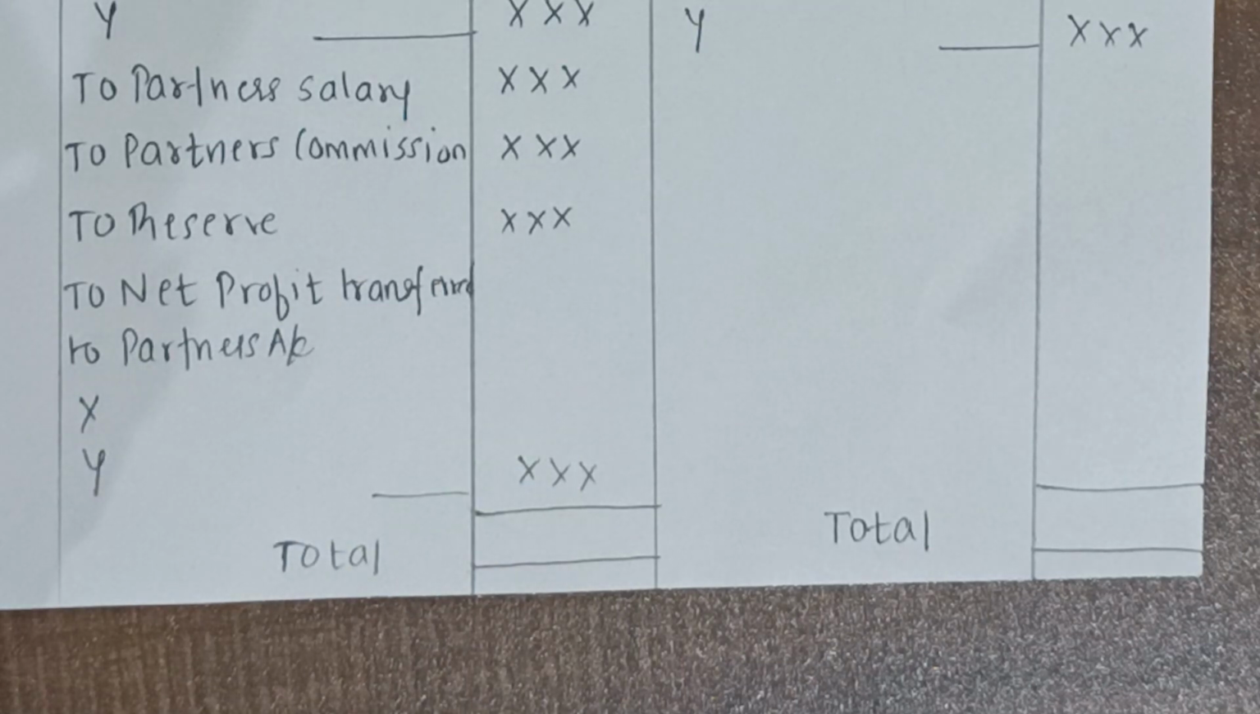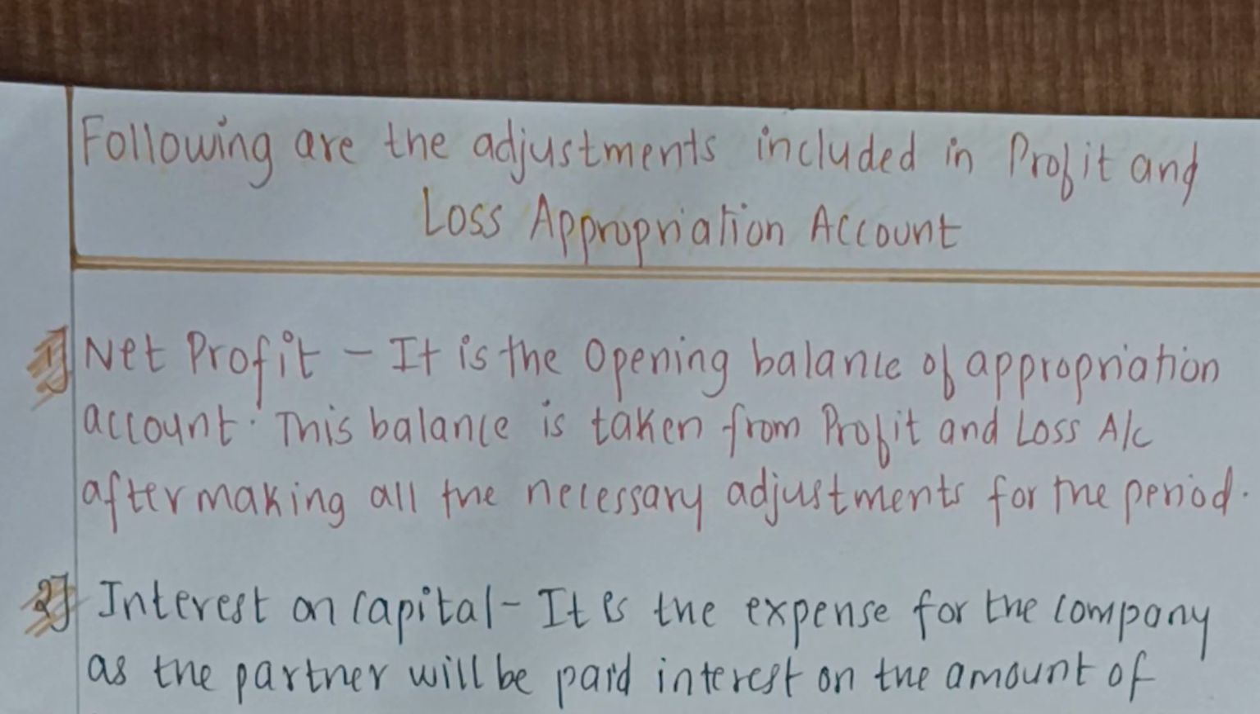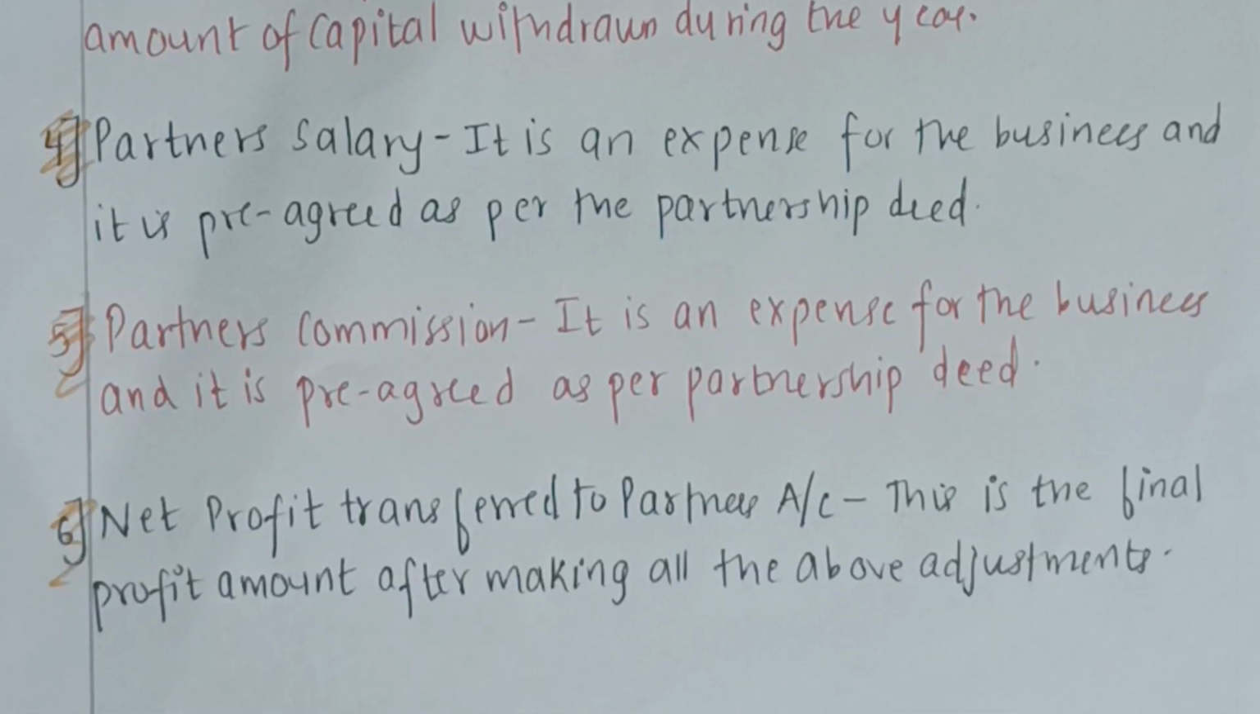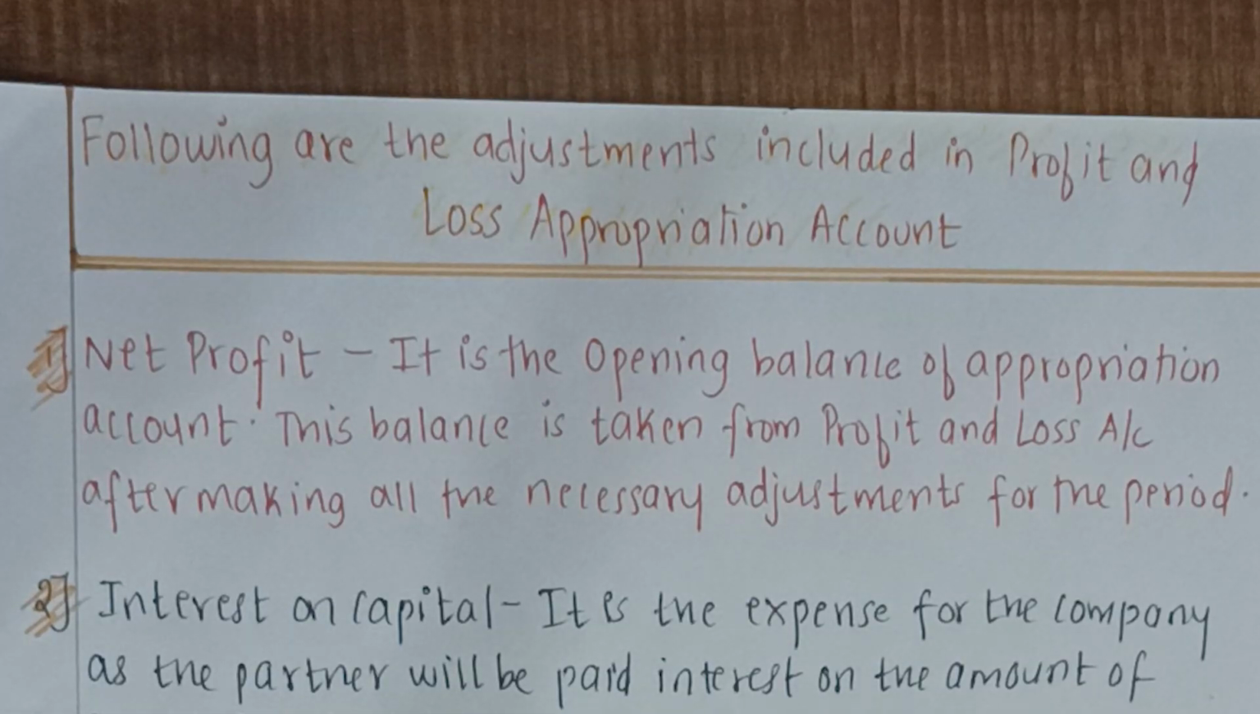So in the next video, I will teach you all how to solve problems on profit and loss appropriation account, and then you will be in a better position to understand how you are supposed to solve it. So this was the format for profit and loss appropriation account. So the following are the adjustments that are included in the profit and loss appropriation account. So I explained to you all the adjustments that come under the profit and loss appropriation account.